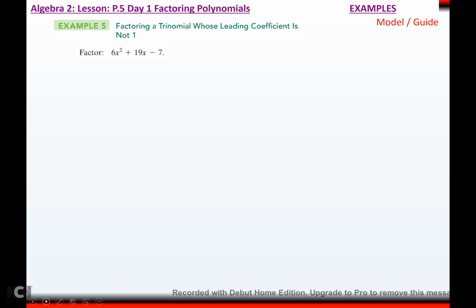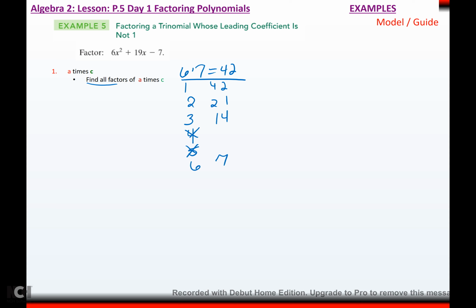All right, let's do another one. What's the first step? It's A times C, so we have 6 times 7 is 42. Find all the factors. 1 times 42, 2 times 21. 3 goes in there, 14, 4 is a decimal, 5 is a decimal, 6 goes in 7, 7 goes in 6, we're starting to repeat, we got them all.